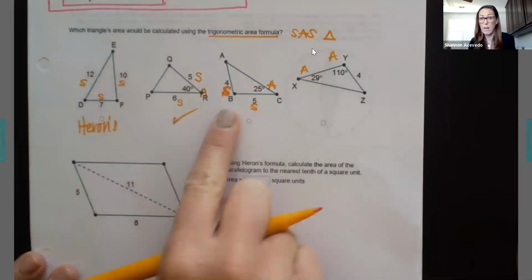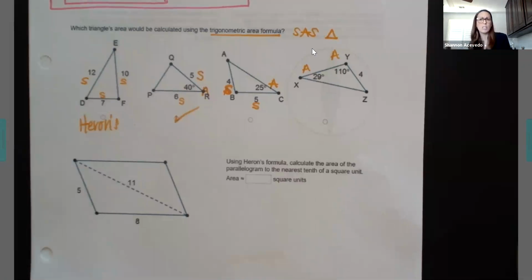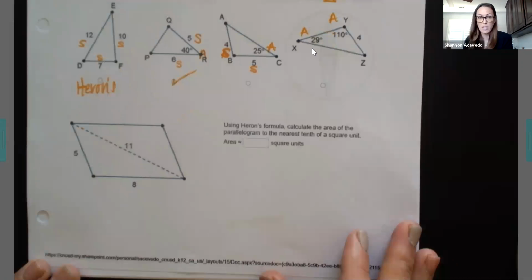These two, we don't have enough information. However, we can use our law of sines and law of cosines probably to figure something out. So let's go ahead and go to our first actual application.